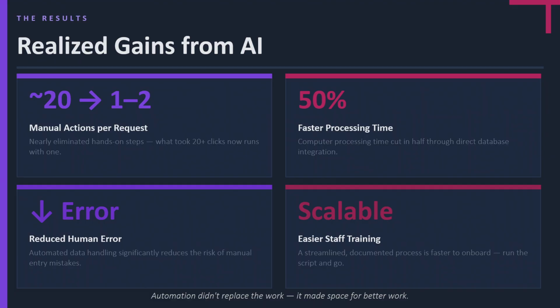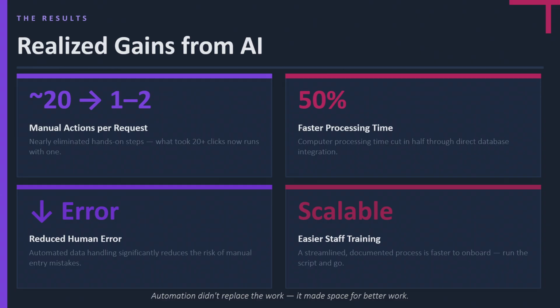So these are the realized gains from using AI. I went from 20 steps to 1 to 2. I improved the processing time by 50%, which I showed you. But the biggest thing that happened is you took me out of the mix. I'm the problem. I'm the human error in there. So doing 20 plus steps manually, you can imagine there are a lot of places where things could go wrong, and it's going to be because of me. So you took me out of that. I still had the automation doing the work, but you took me out of it.